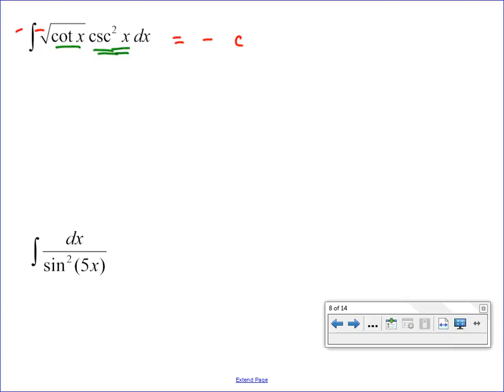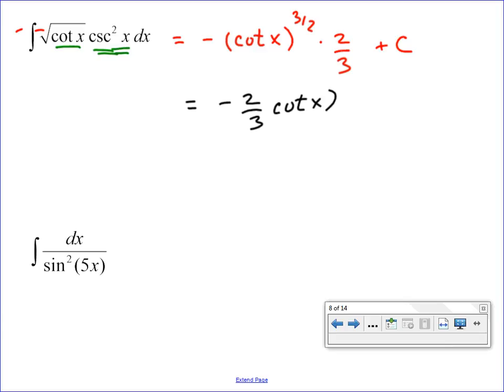This is going to be cotangent of x to the 1/2 plus 1 is 3/2. Divide by the new exponent is dividing by 3/2. That's the same as multiplying by 2/3, right? I like that. And then plus c, and we can make that a little bit prettier. So this becomes negative 2/3 cotangent of x to the 3/2 plus c. How do we do? Very good? All right.